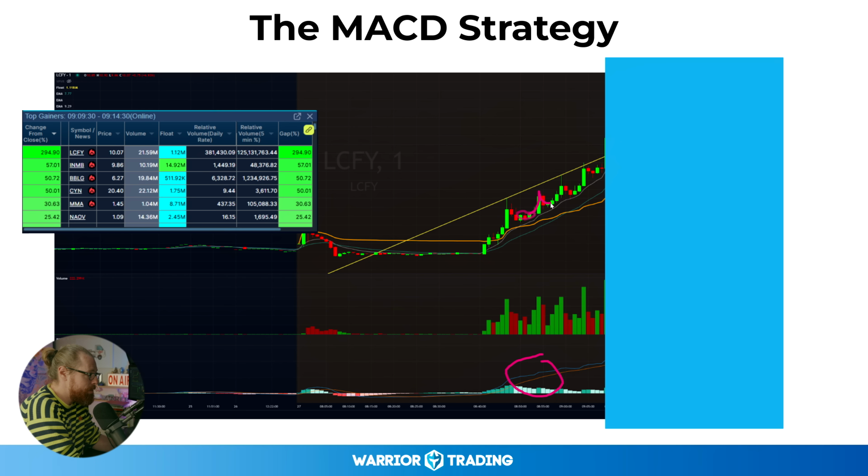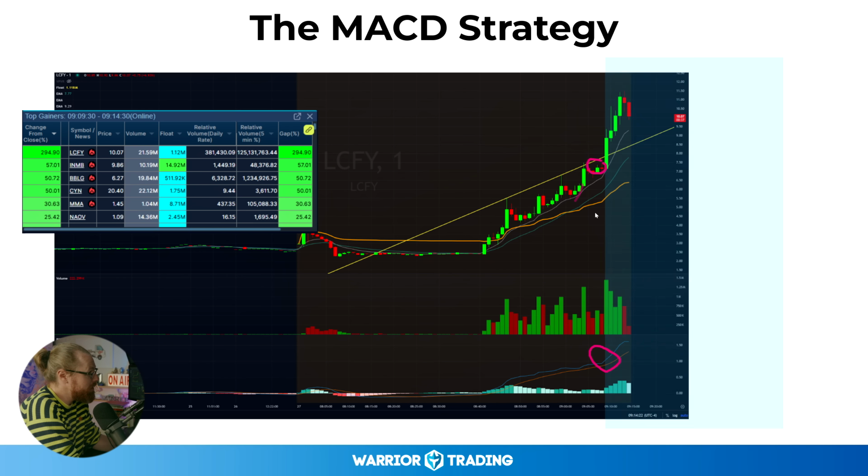It goes up, it pulls back again. Should you buy this dip? MACD is still open, looks pretty good, and it goes higher. Pull back, should I buy the dip? MACD is still open, and it goes higher. Right here, it's pulling back. The MACD is open. Should we buy the dip? Well, it looks pretty good, and it continues going higher.